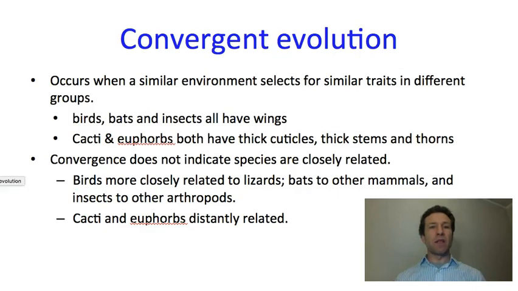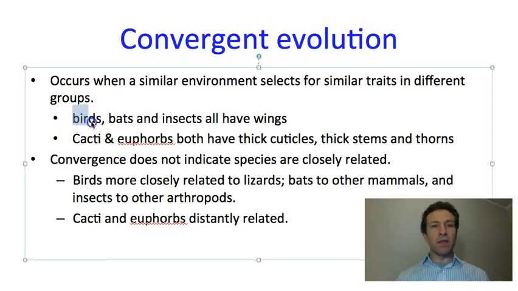Let's define convergent evolution. This is what occurs when a similar environment selects for similar traits in different groups. So similar selection, different groups. And to make this easy, let's just think of some examples you're familiar with. Birds, bats, and insects all have wings. That's not a surprise to you.